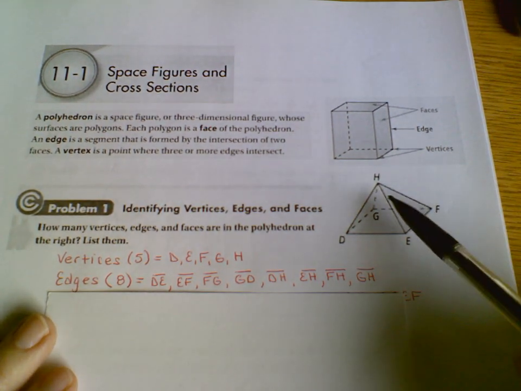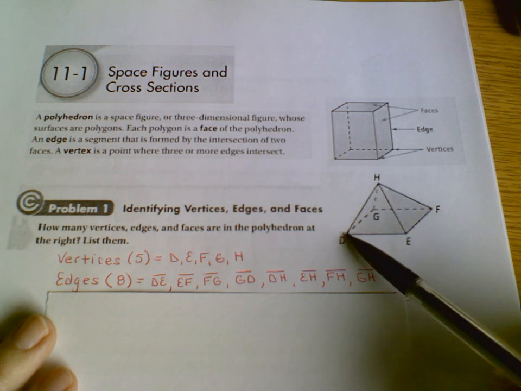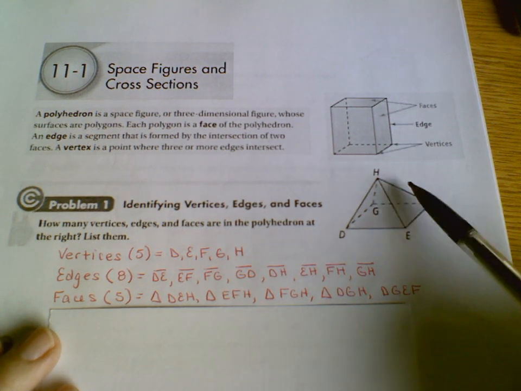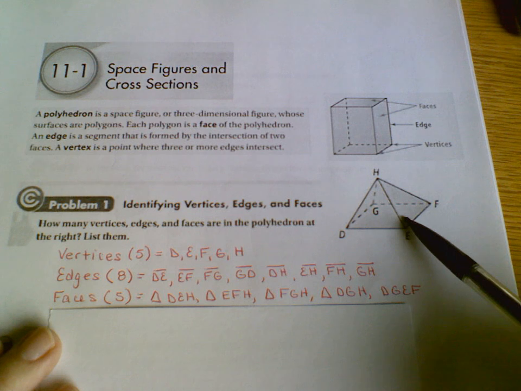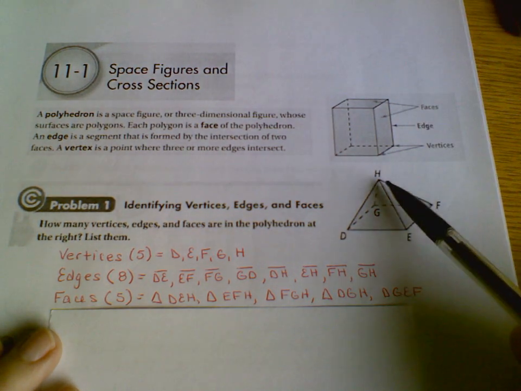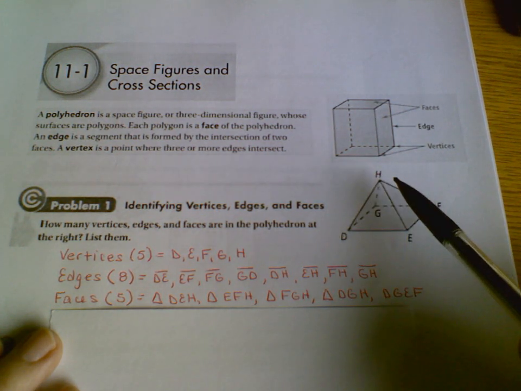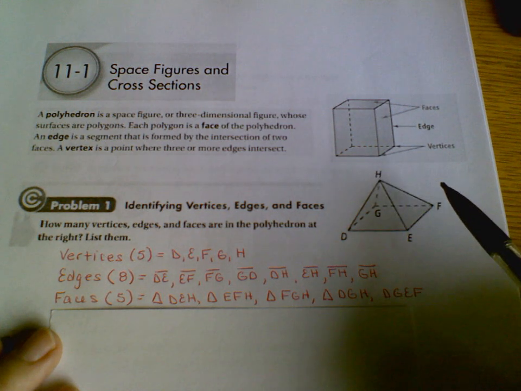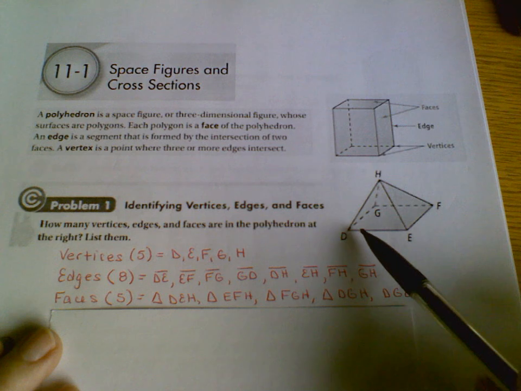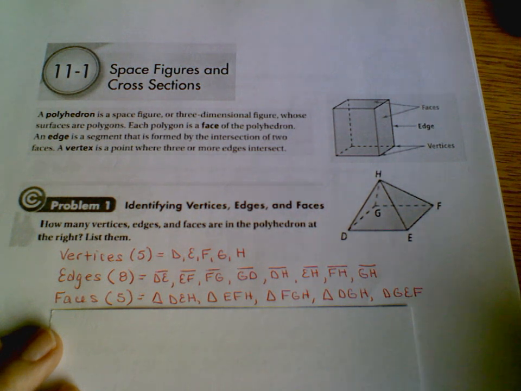And then for your faces, those are the sides of your polyhedron. Remember, those are going to be actual figures. So I have 5 faces because I've got 4 triangles and then a square on the bottom. I have triangle DEH, triangle EFH, triangle FGH, triangle DGH, and then last I would have this rectangle or parallelogram, so I just listed DGFE. That should be DGFE.